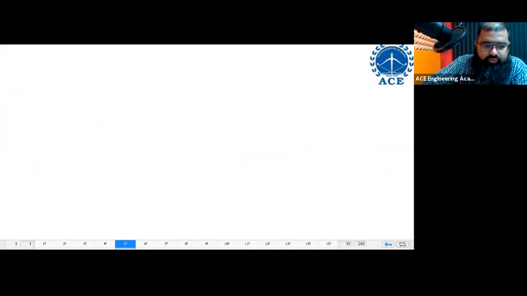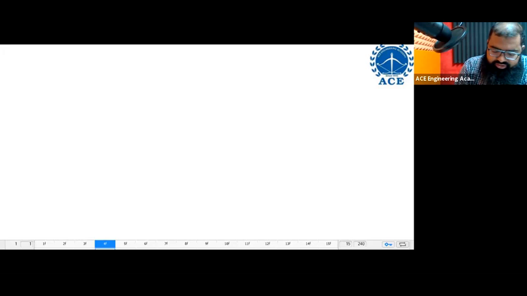Let us now move further. After having discussed the concept of velocity of a fluid particle in turbulent flow, I'm moving further to the next concept. This is regarding shear stress in turbulent flow.